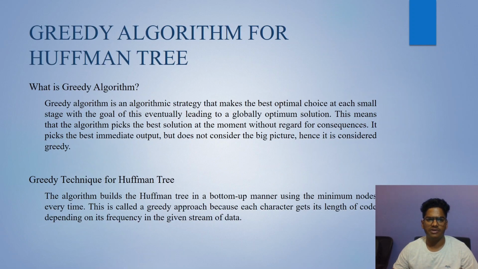Greedy algorithm for Huffman tree. What is greedy algorithm? Greedy algorithm is an algorithmic strategy that makes the best optimal choice at each small stage with the goal of this eventually leading to a globally optimum solution. This means that the algorithm picks the best solution at the moment without regard for consequences. It picks the best immediate output but does not consider the big picture. Hence, it is considered greedy.